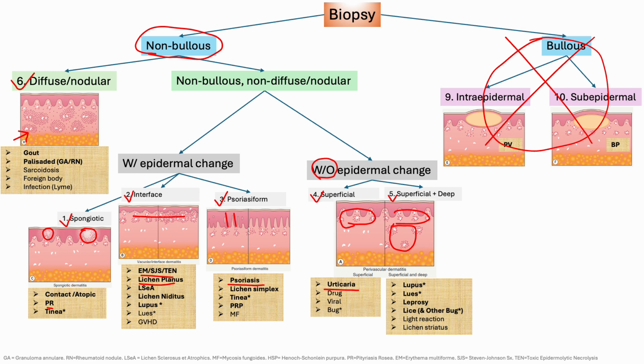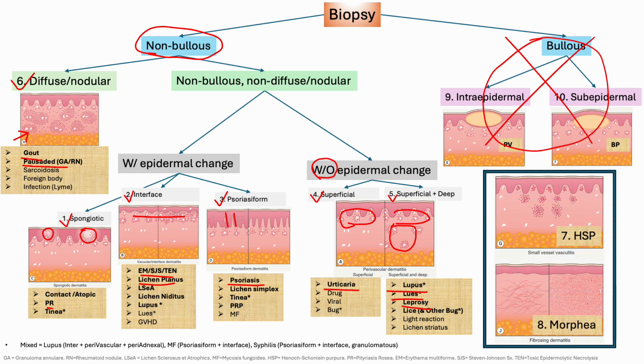In the superficial plus deep, this is more important. I hope you can remember lupus, loose, leprosy. And lastly, in the diffuse and nodular, we want to remember gout and the parasitic infections, including granuloma annulare and rheumatoid nodule. And lastly, we will talk about the small vessel vasculitis, including HSP, and lastly, morphea.